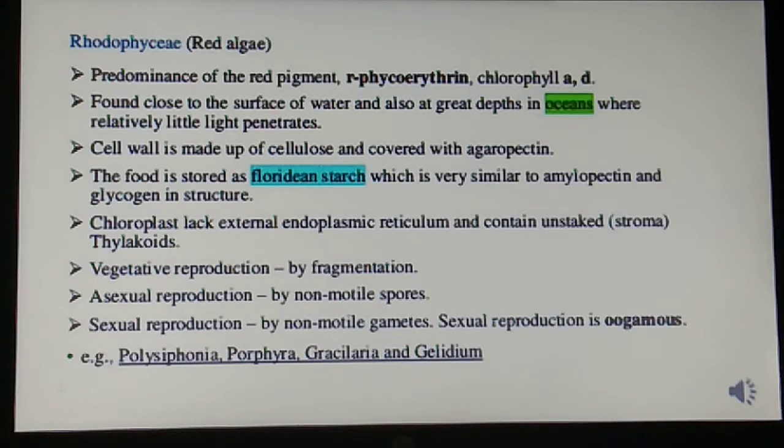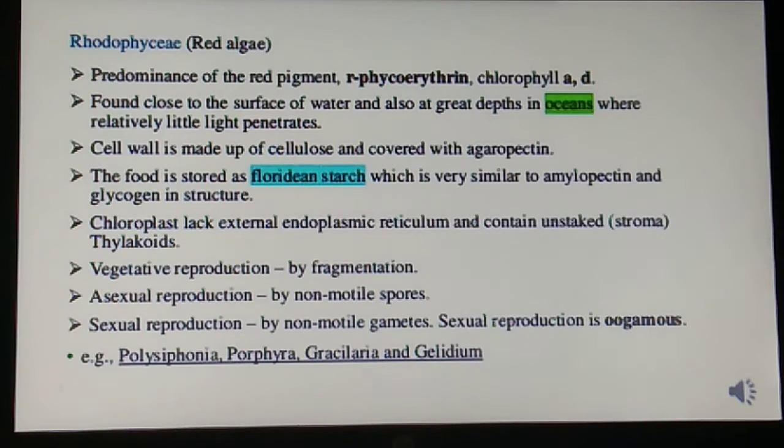I've shown you the picture with the help of a book, students, but this is the complete picture you can see here. Now the last one we have is the Rhodophyceae, which is also known as red algae. Students, predominance of the red pigment, that is known as R-phycoerythrin, chlorophyll a, d. So they have the prominent red pigment. And it is found close to the surface of water and also at greater depth in ocean where relatively little light penetrates. So students, this red algae can be found either very close to the surface, or at greater depth where the light is very less. Light cannot penetrate to that deeper depth, that is why it is also found there.